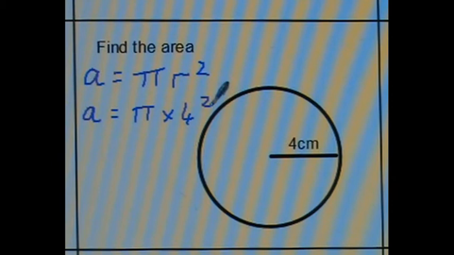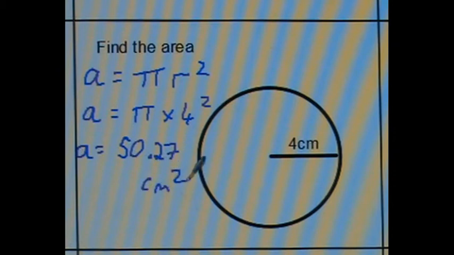When you type that into your calculator, you get an answer of, to 2 decimal places, 50.27. Don't forget your units. So it's 50.27 centimetres squared. Please don't forget your units. You always get a mark for those as well, don't you?